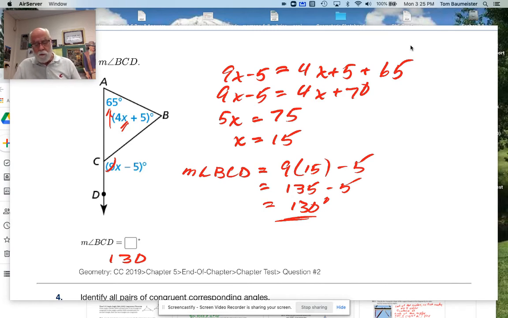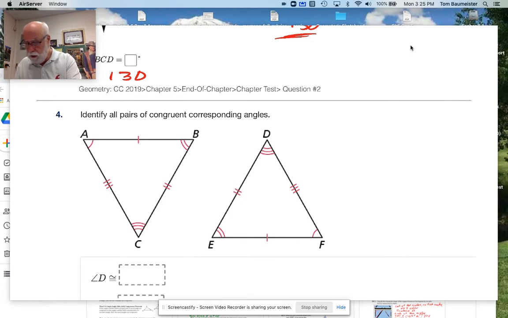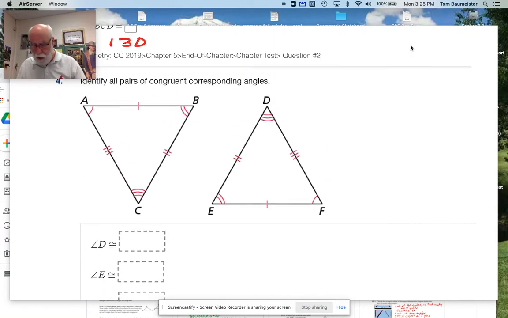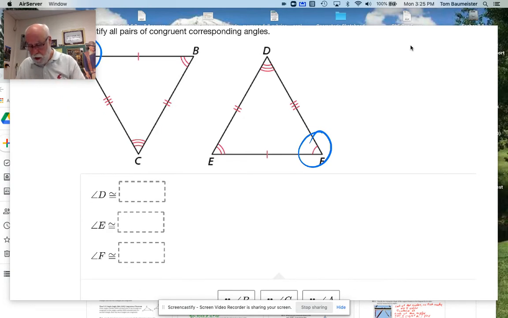Okay. Now it says identify all pairs of congruent corresponding angles. So again, on this, ladies and gentlemen, you just got to look at which ones are marked the same. And I know you're going to have to drag and drop them. So here's angle A. Which one has the same marking as angle A? You would tell me that one right there. So we know then that angle F is congruent to angle A. Same kind of thing here: B and E, and D and C.